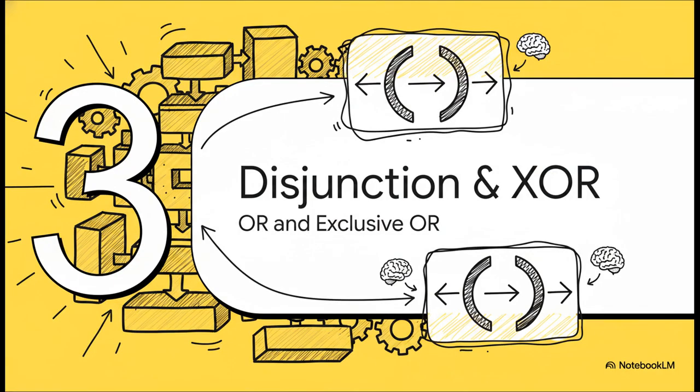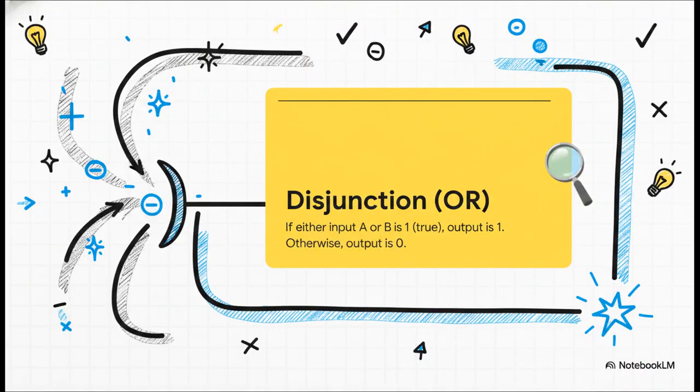Section 3, disjunction and exclusive disjunction. We're intentionally chunking these slightly more complex gates together right now just to prevent any cognitive overload. First in this pair is disjunction, which you probably know better as the OR gate. Look at the definition. If either input A or input B is a 1, meaning it's true, then the output is a 1. It literally just needs at least one true input to trigger a true output. The only time an OR gate outputs a 0 is if both inputs are completely false.